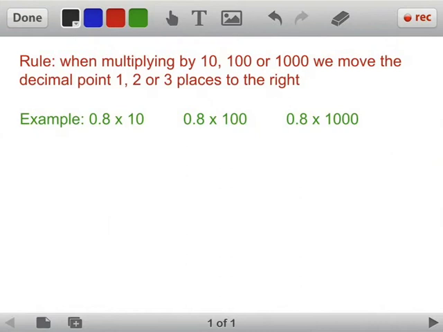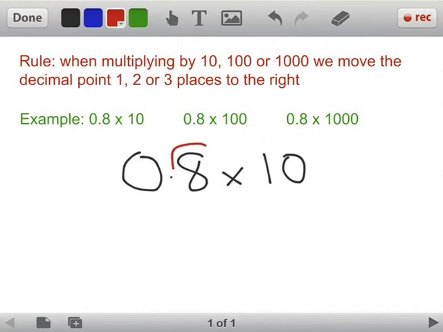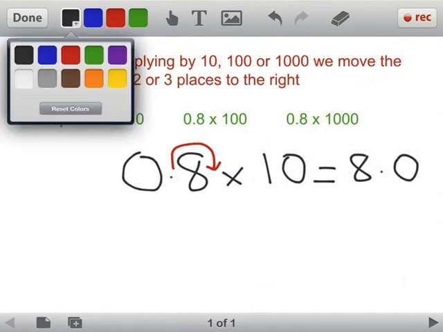So we've given 3 examples here using the same decimal, 0.8. We've got 0.8 times 10, 0.8 times 100, and 0.8 times 1,000. All we have to do when we're trying to work out the answer is, 0.8 times 10. All we do with this one is move the decimal place 1 spot to the right. So the answer then becomes 8.0. Simple as that. We've moved the decimal place 1 place to the right, and it's gone from being 0.8 to 8.0.